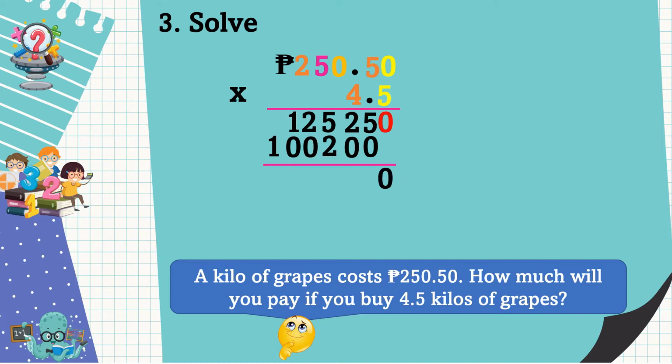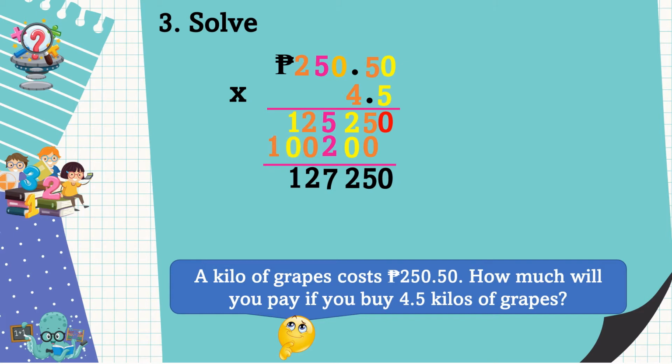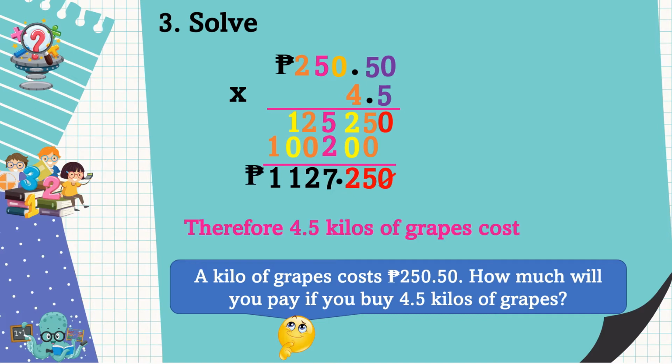Next, we add the partial products. So, bring down 0. 5 plus 0 is equal to 5. 2 plus 0 is equal to 2. 5 plus 2 is equal to 7. 2 plus 0 is equal to 2. 1 plus 0 is equal to 1. Bring down 1. Then, we count the number of decimal places in our factors. So we have 1, 2, 3. Then we count 3 decimal places in our product, so we put the decimal point after 2. Then we put the peso sign.